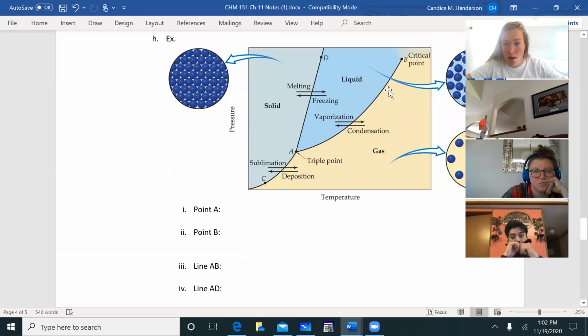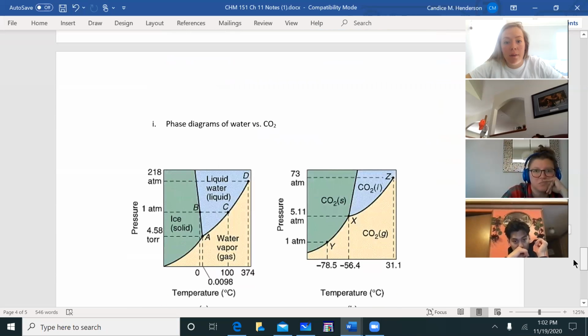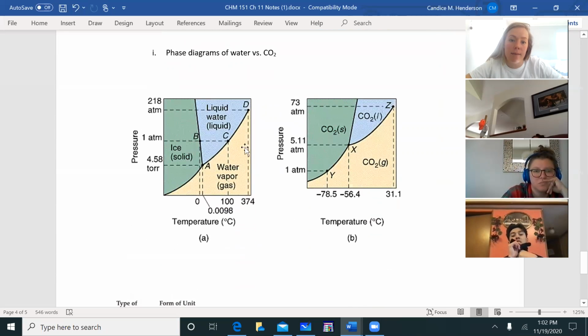So let's look at a couple phase diagrams for actual materials. I've got water on the left here and CO2 on the right. So you can see that they have slightly different regions, right? This line here, where we go from ice to water vapor, is a lot shorter than the line for solid CO2 to gaseous CO2. And so there's a lot more opportunity, a lot more pressures and temperatures, where we can have sublimation or deposition happening.